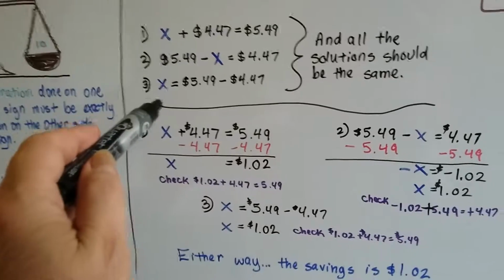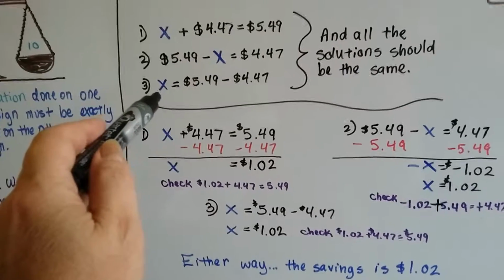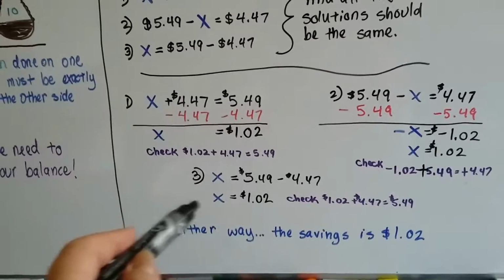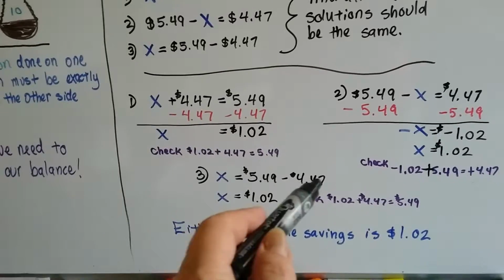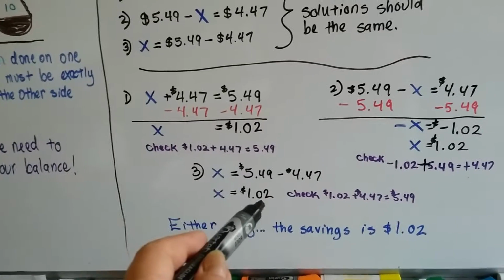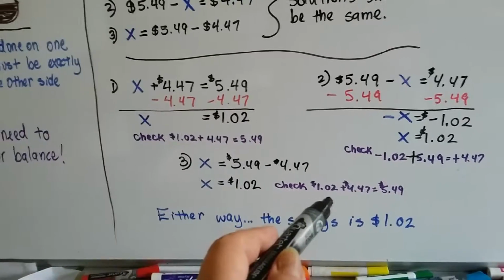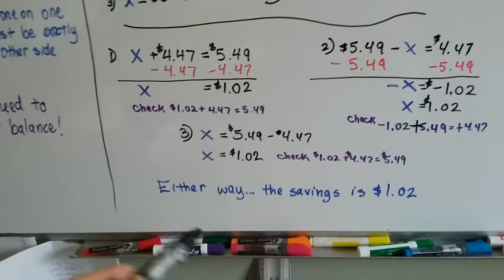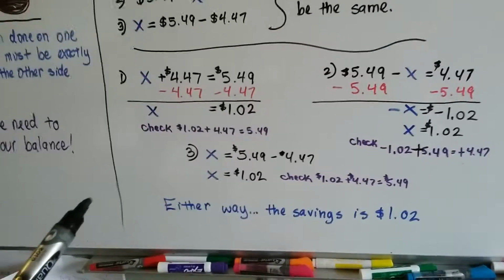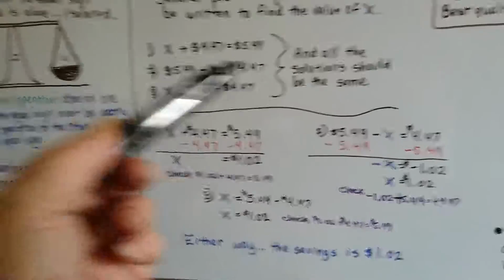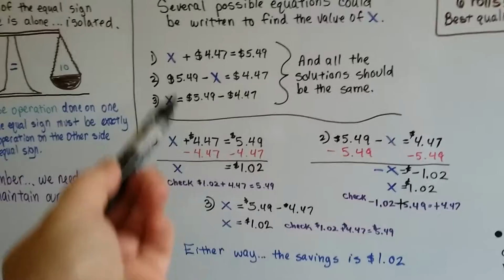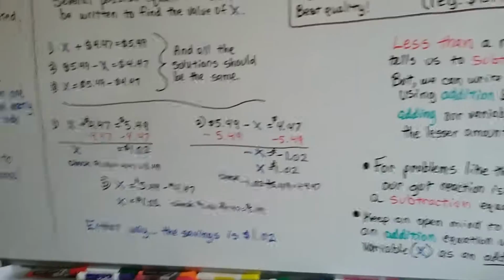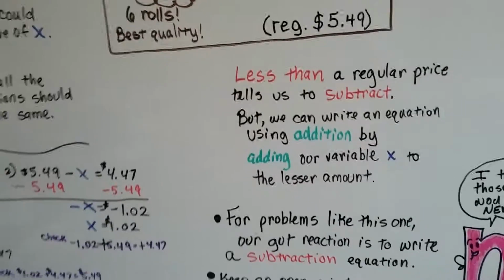So for the third one, we are using our unknown amount of savings as the difference, the answer in a subtraction problem. See? So x is equal to this. We just do our subtraction and get our $1.02. We check it. We add the $1.02 to the 4.47. We get 5.49. We see it's correct. So either way, the savings is going to be $1.02. Either way, all the solutions should be the same. But there's different ways to write the equation. See? Can you be open-minded? It's going to help you in the future when you're writing word problem equations.